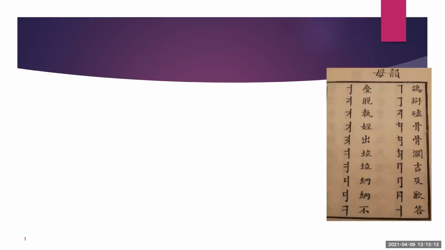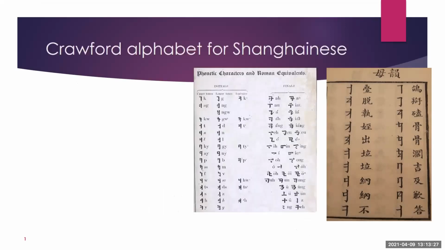And this is one more. This is the one that I worked with. So when I did my master's at SOAS in the UK, I worked with a writing system from, well, I'll show you. It doesn't really even have a proper name. It's called the Crawford Alphabet for Shanghainese.